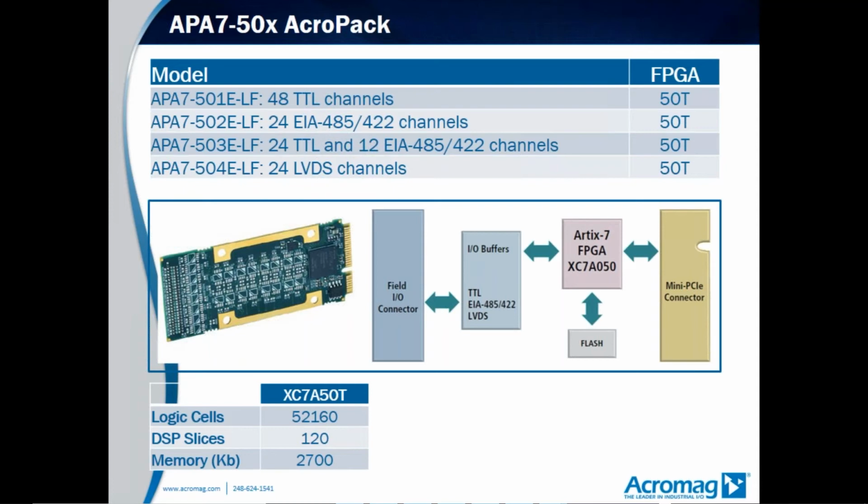The resources of this AcroPack module are 52,000 logic cells and 2,700 kilobits of memory with 120 DSP slices. Essentially, 50% of this FPGA is reprogrammable by the user. The other 50% of it handles the PCI Express bus interface, the flash interface, and DMA interfaces.